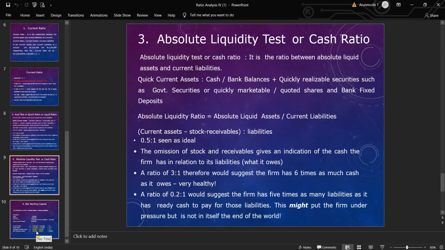0.5:1. The omission of stock and receivables gives an indication of the cash the firm has in relation to its liabilities. A ratio of 3:1 therefore would suggest the firm has 6 times as much cash as it owes, so the firm would be very healthy. A ratio of 0.2:1 would suggest the firm has 5 times as many liabilities as it has ready cash to pay for those liabilities. This might put the firm under pressure, but it is not itself the end of the world.